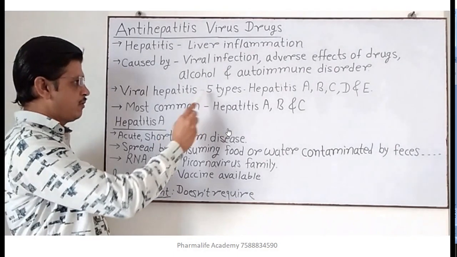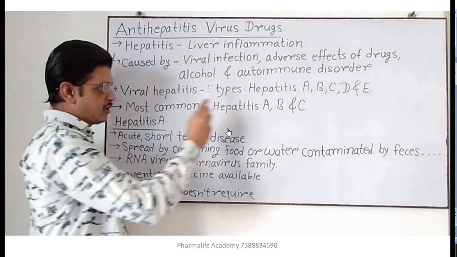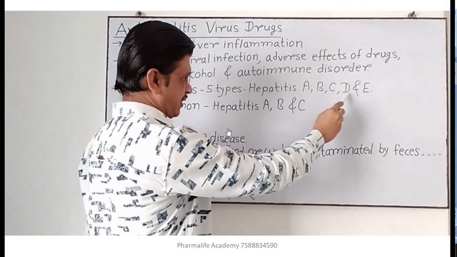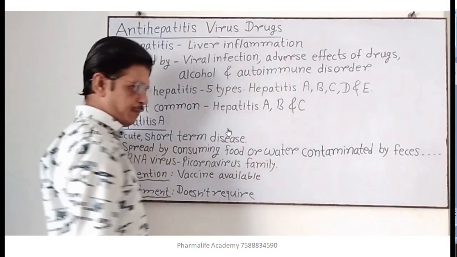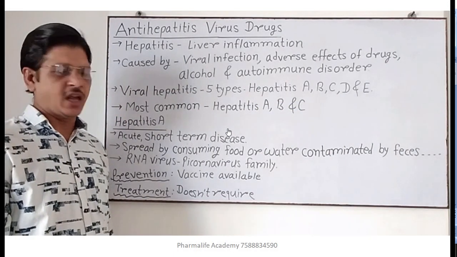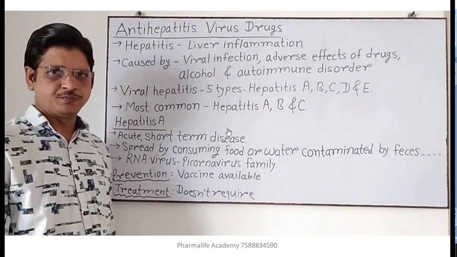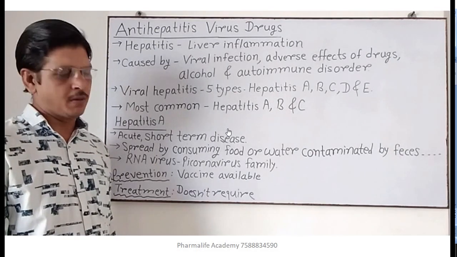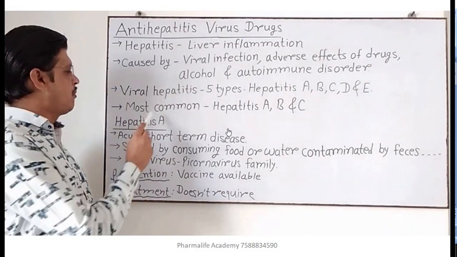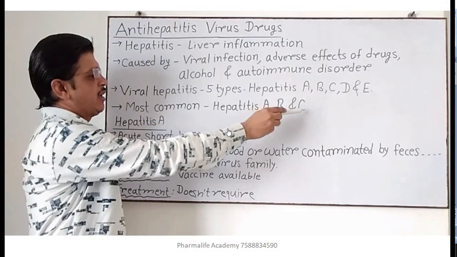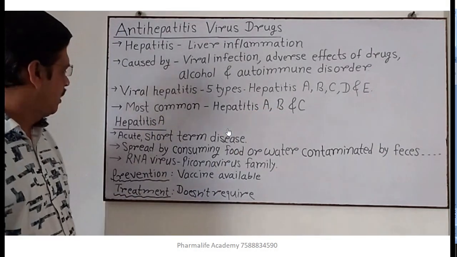There are 5 types of viral hepatitis. These are Hepatitis A, Hepatitis B, Hepatitis C, Hepatitis D and Hepatitis E. A different virus is responsible for each type of hepatitis. These 5 types of viruses belong to 5 different families. The most common hepatitis are Hepatitis A, Hepatitis B and Hepatitis C.